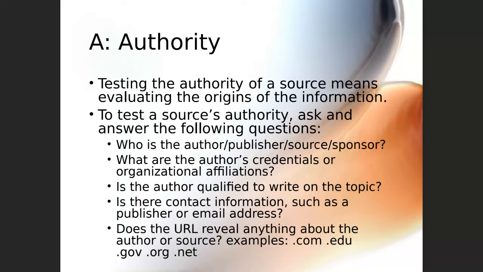Is there contact information, such as a publisher or email address? A lot of the times, if the person is legit, they'll give you a way to contact them. And does the URL reveal anything about the author or source? .com, .edu, .gov, .org, .net. A lot of times .gov and .edu are sources that are generally considered better because they have that sort of academic credibility already worked in, although there are varying degrees of acceptability for that as well.